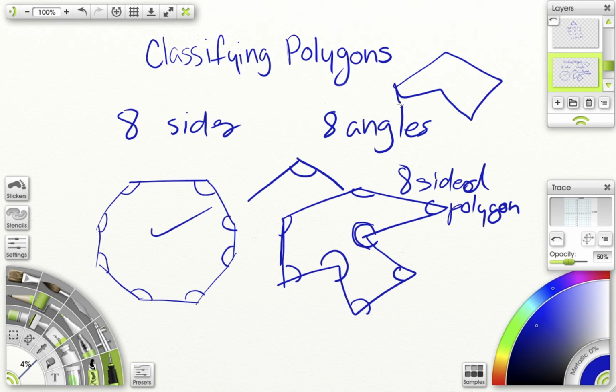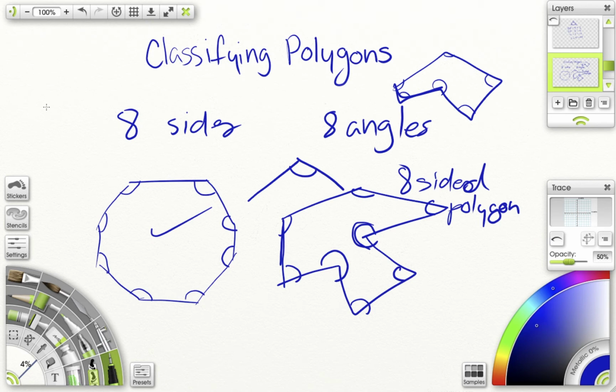So let's say this is a 6-sided shape. 1, 2, 3, 4, 5, 6 sides. I got 6 angles. You're only looking at the inside of the shape. So that's why it can get a little bit wacky, but that's also why you're trying to figure out shapes that would have so many sides and so many different angles inside of them.